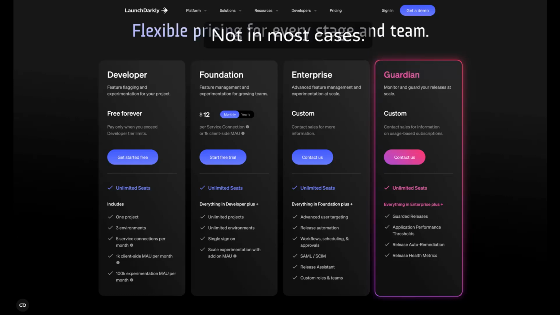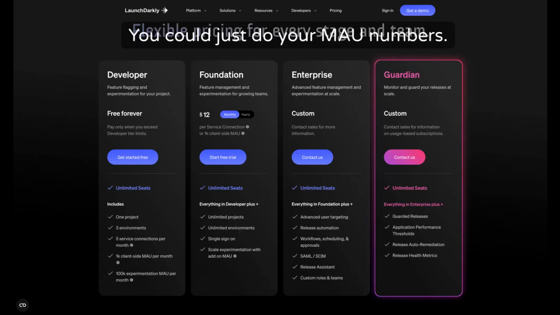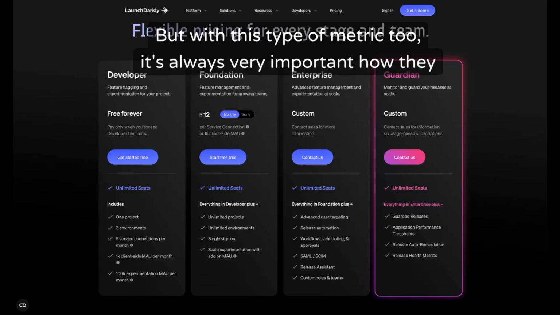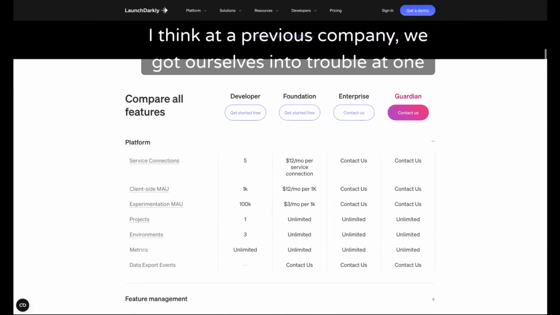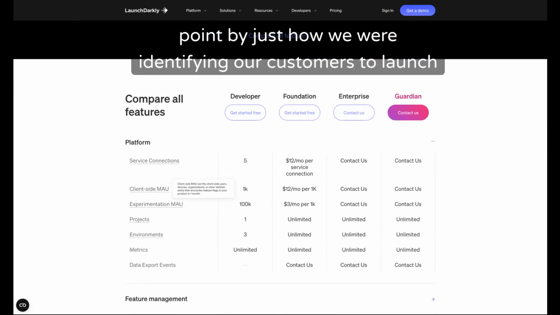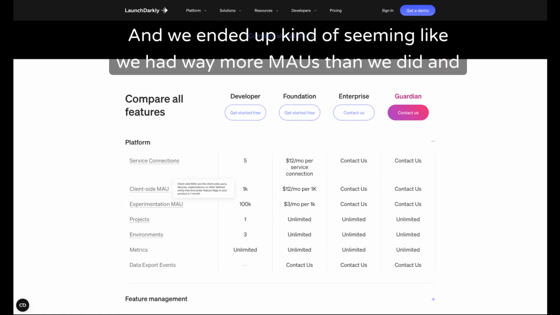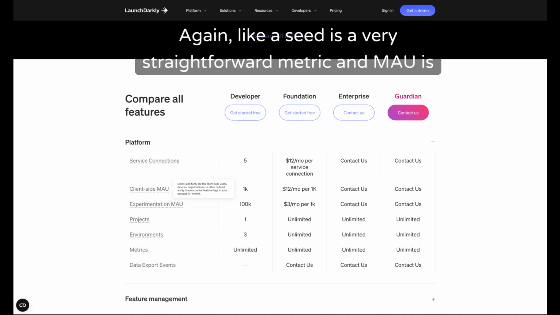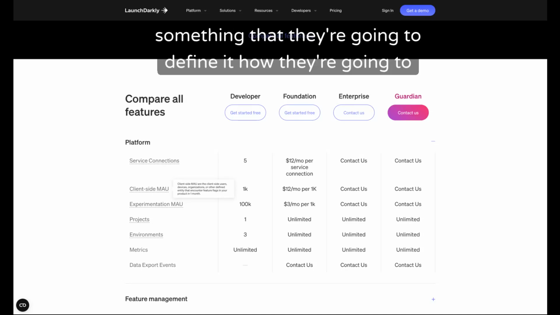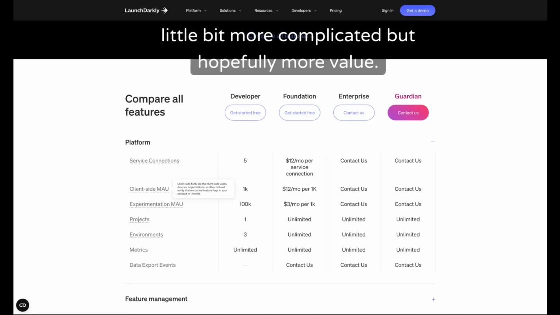Not in most cases. You could just do your MAU numbers, but with this type of metric it's always very important how they measure it, right? I think at a previous company, we got ourselves into trouble at one point by how we were identifying our customers to LaunchDarkly. We ended up seeming like we had way more MAUs than we did and paying the price for that. So a seat is a very straightforward metric, and MAU is something that they're going to define how they're going to define it. A little bit more complicated, but hopefully more value.